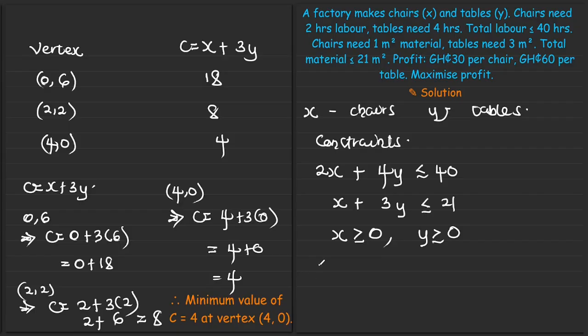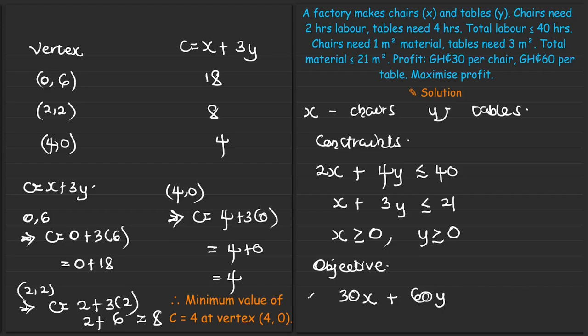Now we look at the objective function. What do we want to maximize or minimize? This time around, it is in terms of profit. So we want to maximize profit. And it says there is 30 cedis per chair and 60 per table. That is to say 30 per chair, that is x, and 60 per table, and table was y.